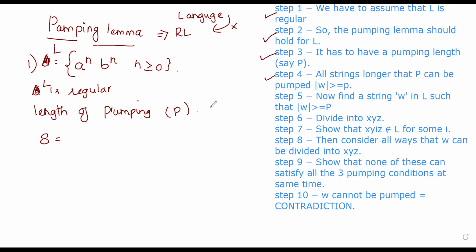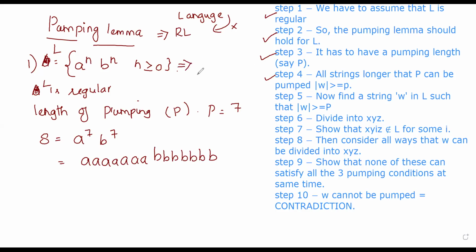For example, if the pumping length P is equal to 7, then it is a^7 b^7. So the string generated will be 7 times a and 7 times b. I hope you are getting it. First I took the language and assumed that it is regular. Then I am creating a pumping length, that is 7.